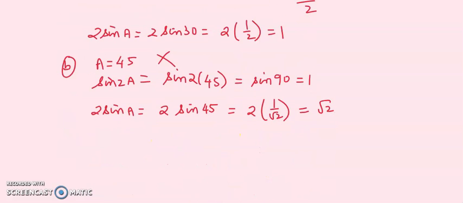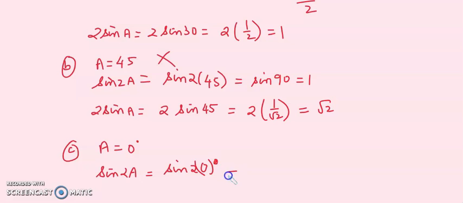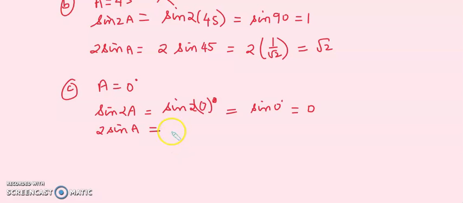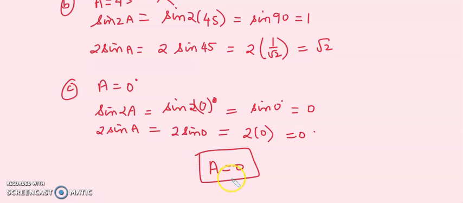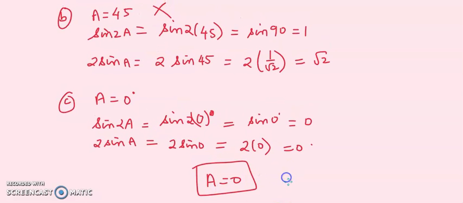So the only angle which is left is 0. So let's try A equals 0 degrees. Sine of 2A equals sine of 2 multiplied by 0 degrees, which is sine 0, which is 0. And 2 times sine A is equal to 2 times sine 0, which is 2 times 0, which is equal to 0. So for A equals 0, this statement is true. Okay, hope it is clear.